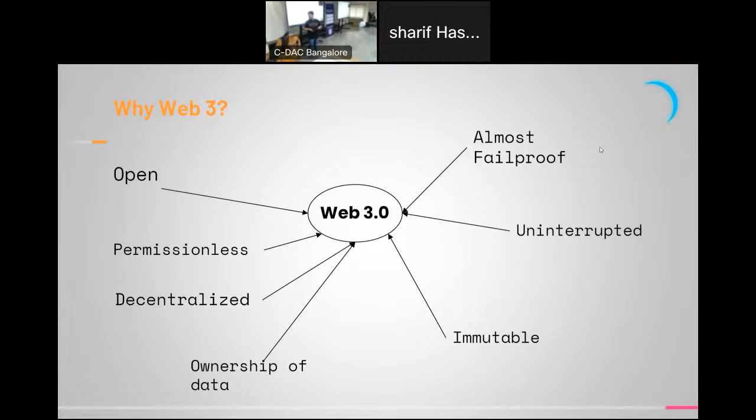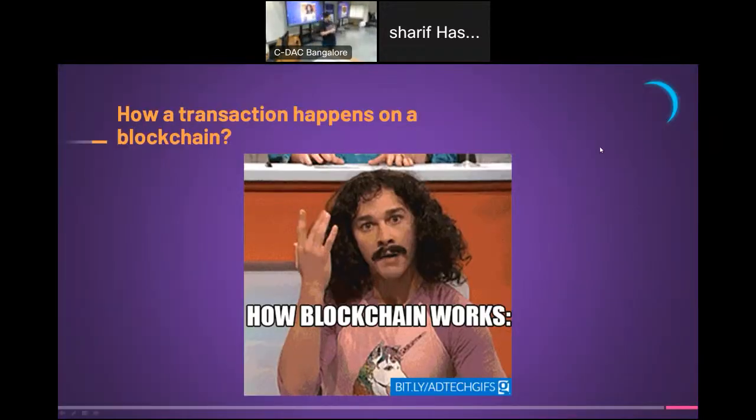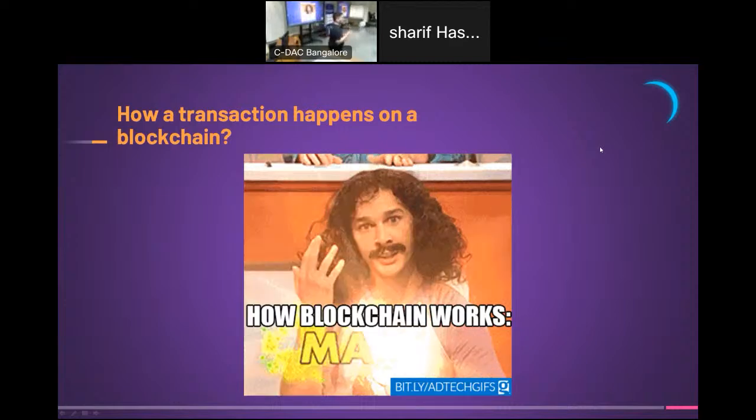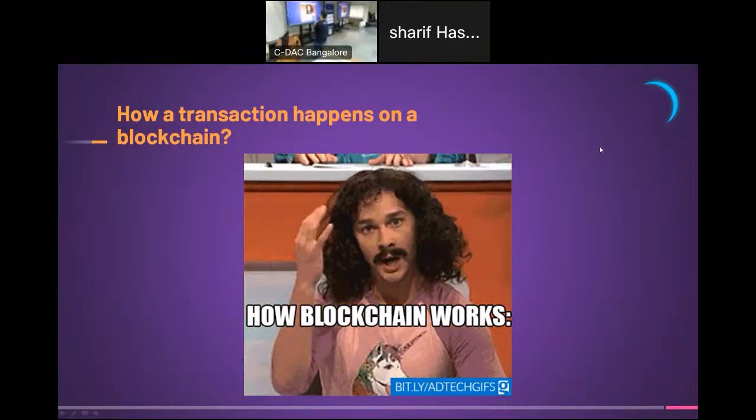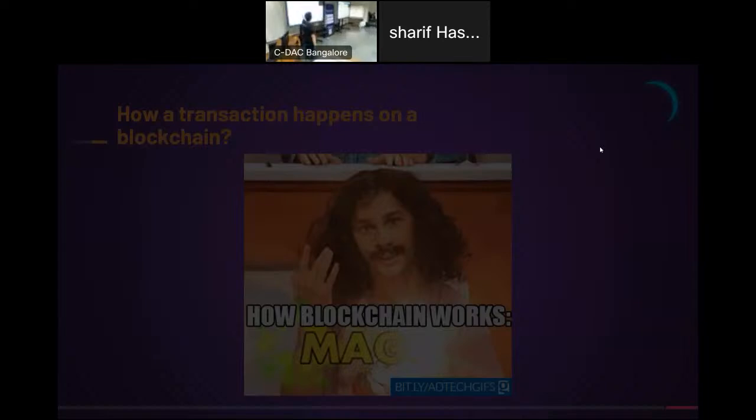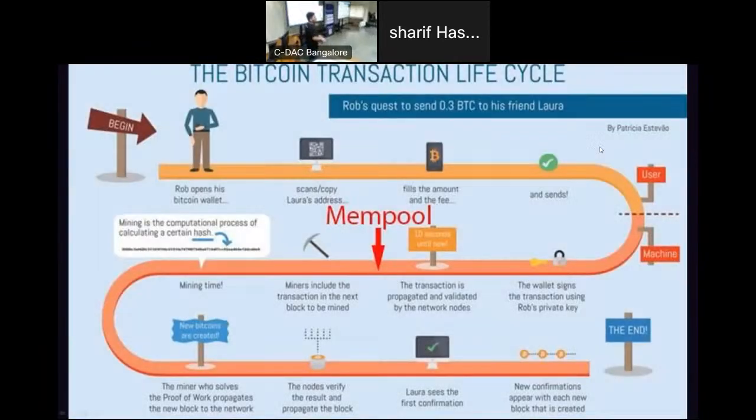Next slide, please. So, how does a blockchain work? How does a transaction on a blockchain work? Magic. No, it doesn't. Next slide, please. So this is basically a rundown on how a blockchain transaction or a cryptocurrency transaction works. So with this, we'll understand the basics of cryptocurrency as well.